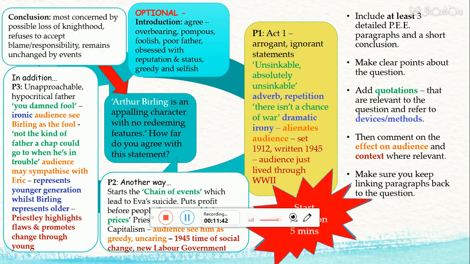You can now start your conclusion. So here you should sum up your ideas, and again, most importantly, how far do you agree with the statement? Arthur Birling is an appalling character with no redeeming features. Ensure you are answering that question. You now have a maximum of 5 minutes to write a short conclusion. You may wish to pause now to give students time to do this.